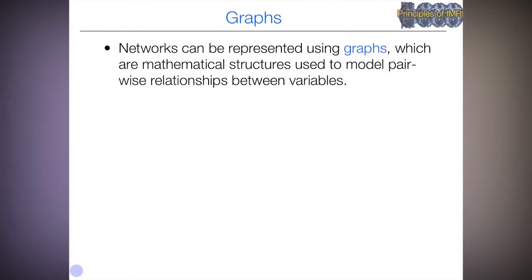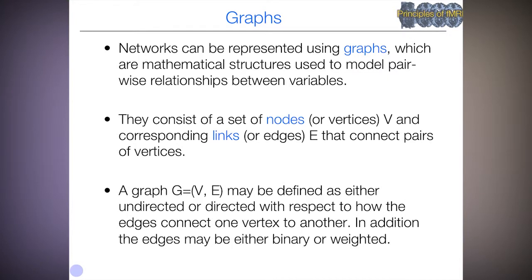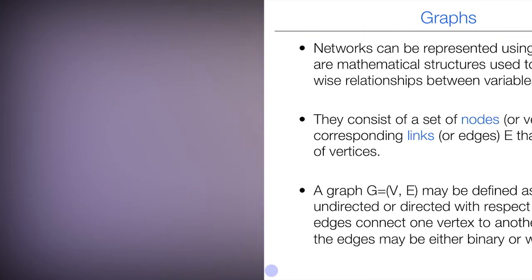To recall, networks can be represented using graphs, which are mathematical structures used to model pairwise relationships between variables. They consist of a set of nodes or vertices V and corresponding links or edges E that connect pairs of vertices. So a graph G, which is equal to V and E, the collection of the nodes and links, may be defined as either undirected or directed with respect to how the edges connect one vertex to another. In addition, the edges may be either binary, just 0, 1, or weighted depending on the strength of the connection.